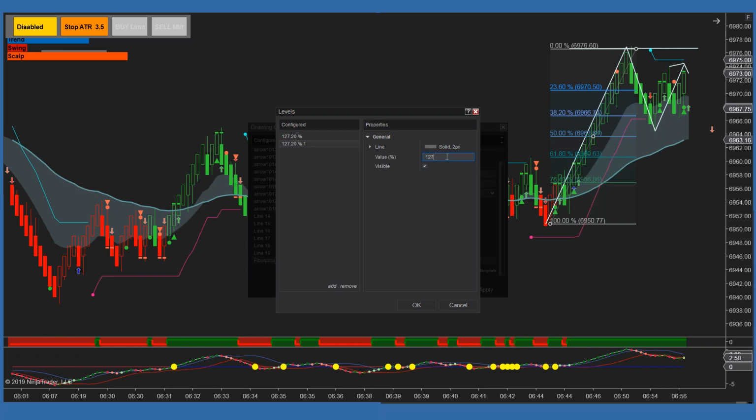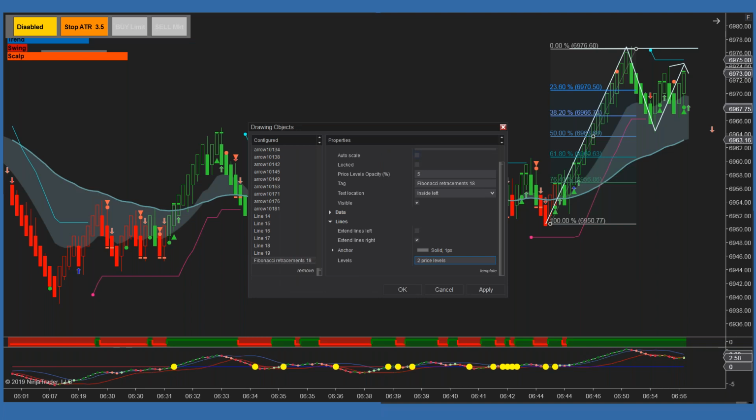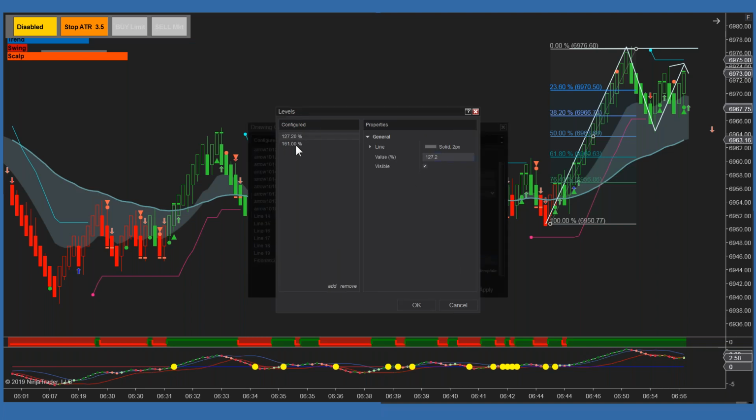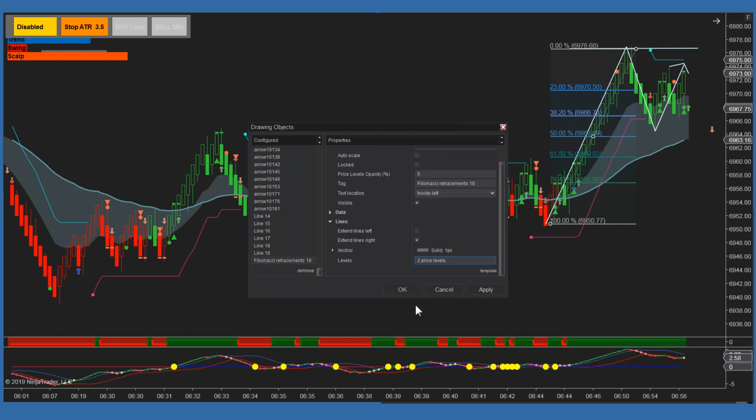and the 161.8. All right, now, many of you who are a little mathematically inclined are going to recognize these as just being a 62% level above the 100% level and a 27% level above the 100% level. All right, so we're going to add those in there.